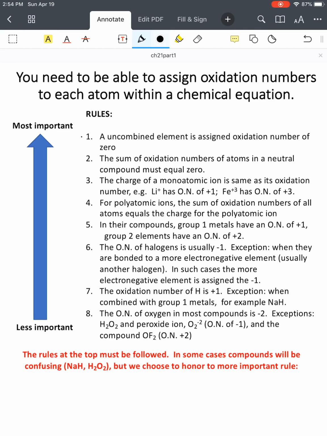Rule number 1, this is real important. If you have an uncombined element, it's not combined with any other element, so it's an uncombined element in its native natural form, it's given an oxidation number of 0 by default. So in that previous example, I think we had sodium solid, right? Or Cl2. This is what we're talking about. It's not combined with anything else. So it's got a 0 oxidation state. Just an element in its uncombined form. Pretty easy rule to remember. Most people remember that one.